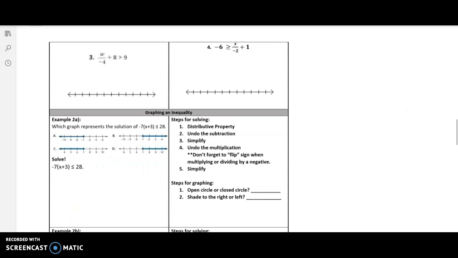Let's do number 3, and then you'll check your answer with mine. So we have w divided by -4 plus 8 is greater than 9. Since we are adding 8 to both sides, we are going to do the opposite, which is subtract 8 from both sides. And then we have w divided by -4 is greater than 1. We have to multiply by -4 on both sides. And when we do that, it flips my inequality. And so that gives me w is less than -4. So I have -4. It is going to be an open circle, and we are going to go to the left.